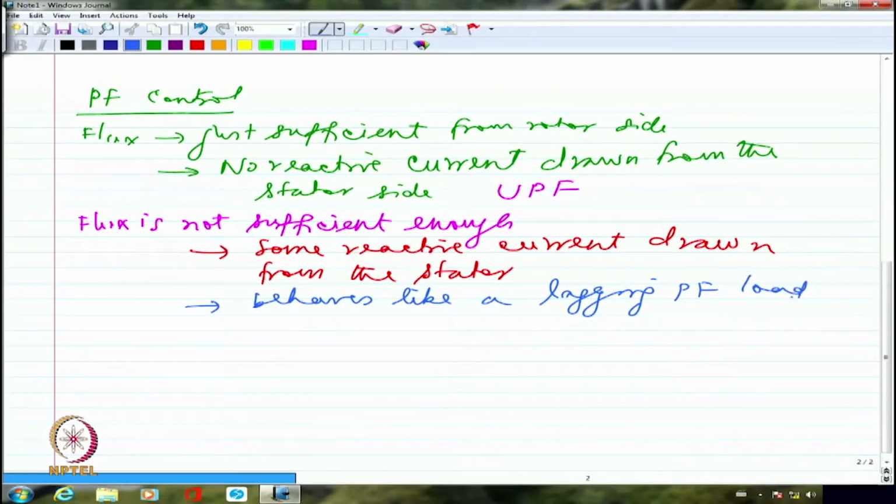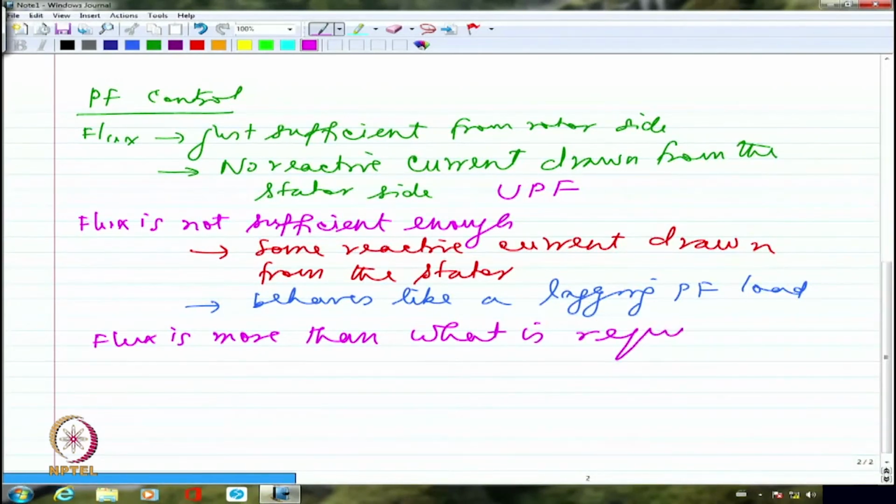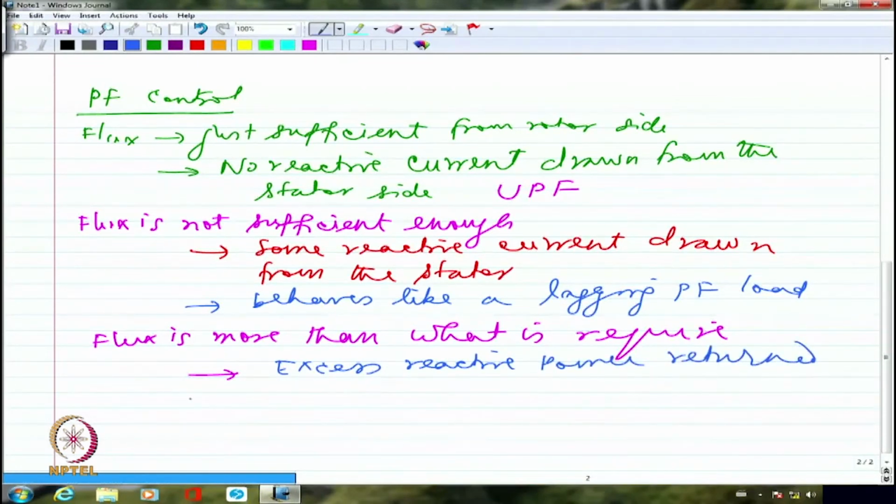On the other hand, if I am going to give more flux, so flux is more than what is required at this juncture, in that case it is going to rather supply an excess amount of reactive power back to the grid. Which means I'm going to have excess reactive power returned to the three-phase supply, in which case this machine behaves like a capacitor.